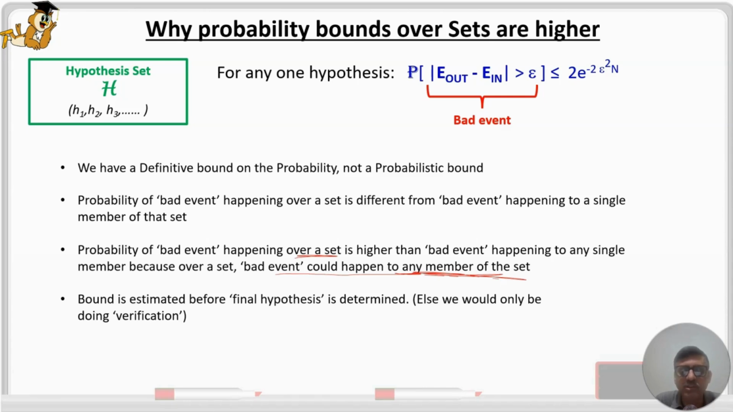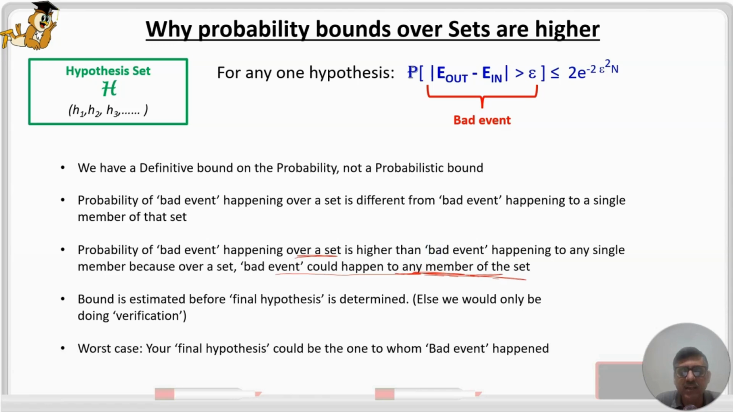Because if the final hypothesis is already known to us, there is no question of probability and bounds. All you do is find the Ein based on the training samples you already have, and find the Eout by looking at some test data. Then you are only doing verification. There is no question of a probability of a bad event and a bound on it. You can actually determine what the Ein and Eout are. So the bound on the probability of a bad event on the hypothesis set is estimated before you know what your final hypothesis is.